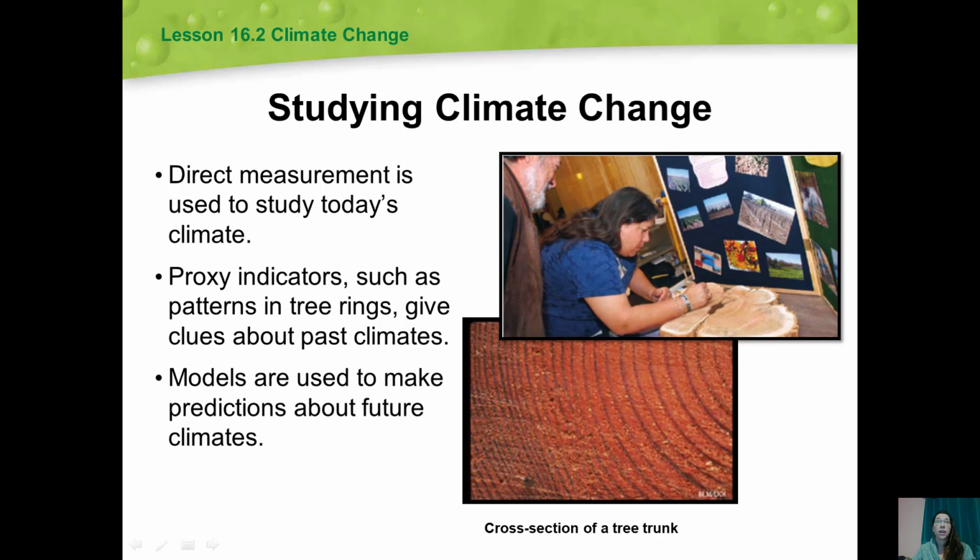Proxy indicators can give us clues about past climates. To understand how climate is changing today, scientists must learn what climates were like thousands of years ago. Environmental scientists use clues from the past to do this. Proxy indicators are types of indirect evidence that serve as proxies, or another word for that is substitutes, for direct measurement. Proxy indicators shed light on past climate.